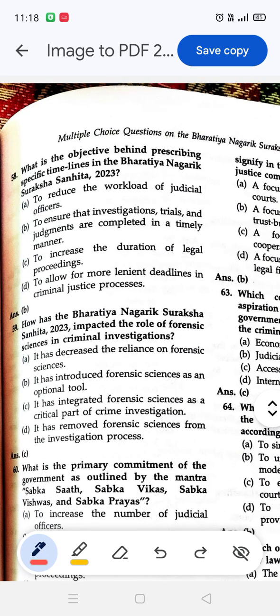Question number 58. What is the objective behind prescribing specific timelines in BNSS? So option B is correct. To ensure that investigations, trials and judgments are completed in a timely manner.